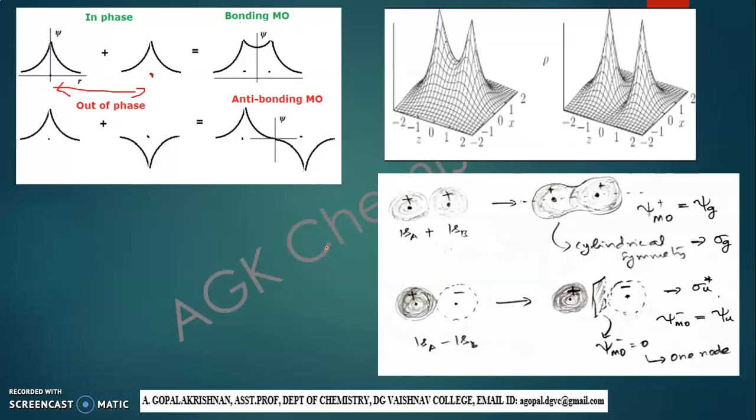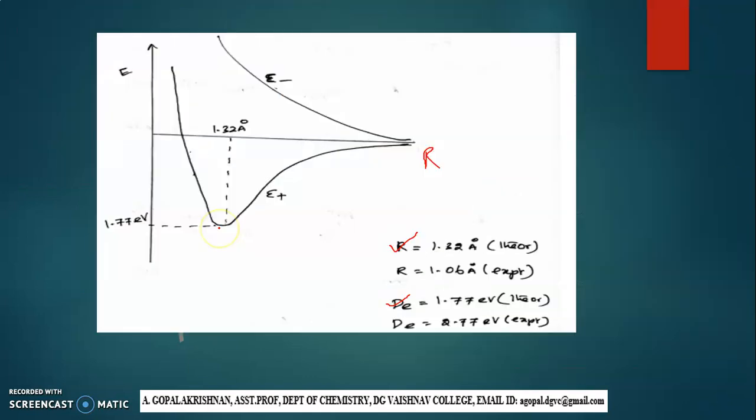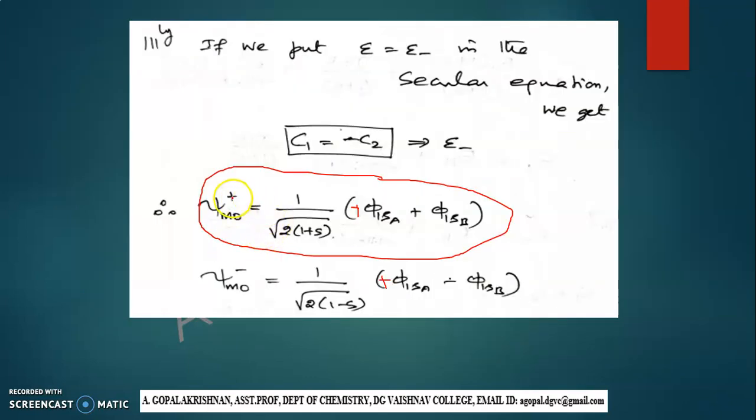Now we'll discuss the wave functions of the psi plus state and psi minus state and the corresponding electron density plot or probability plot. For psi plus state, phi 1s A and phi 1s B both are positive, whereas in the case of psi minus state, phi 1s A is positive and phi 1s B is negative. Keep this in your mind.